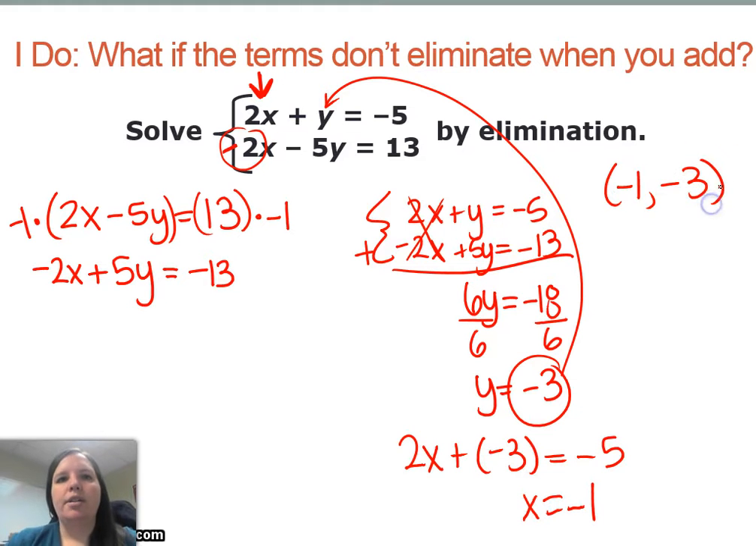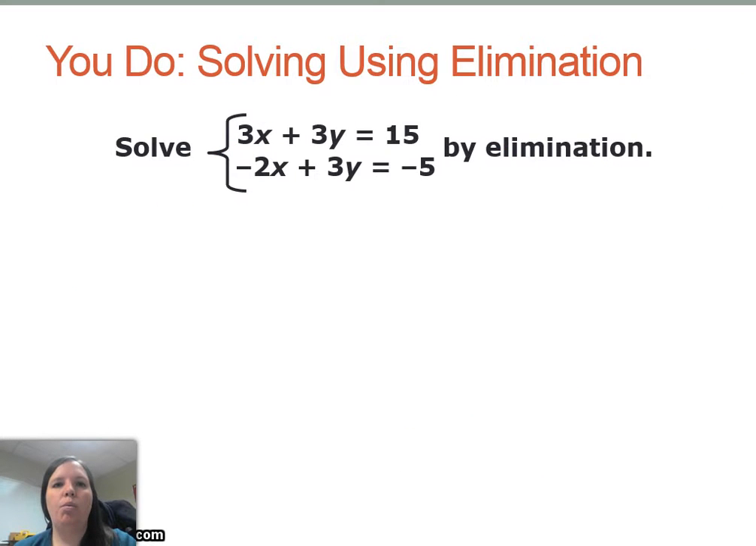So the only difference here is if you don't have a problem set up for elimination, then you need to make it set up for elimination. You need to prepare for elimination. That may involve multiplying one of the equations. So in this case, I needed to multiply it by negative 1. Could I multiply by other numbers? Absolutely. So why don't you give this equation a try? Pause it and try this one.